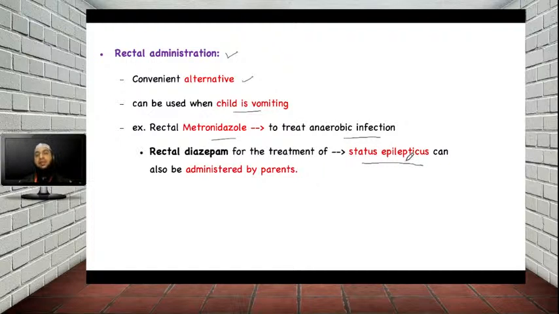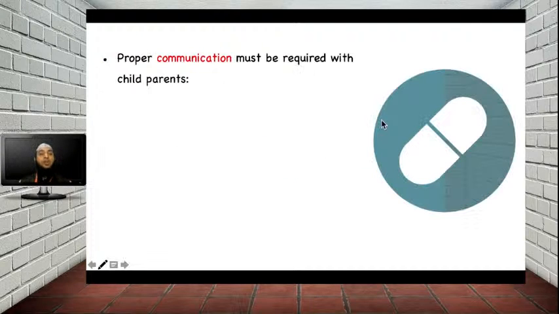Suppose the child is at home, and the hospital is not nearby, then in such a case you can keep a dose of rectal diazepam that can even be administered by the mother. Okay, so the parent can administer the rectal diazepam and avoid status epilepticus, which is very severe seizures occurring in a child. Okay, so these are different practical aspects that we have seen.